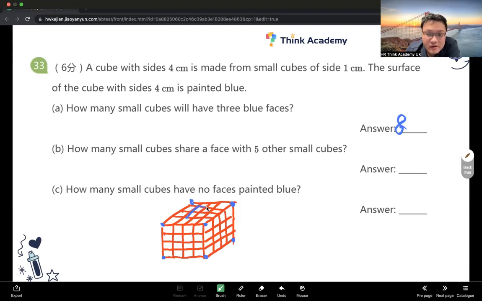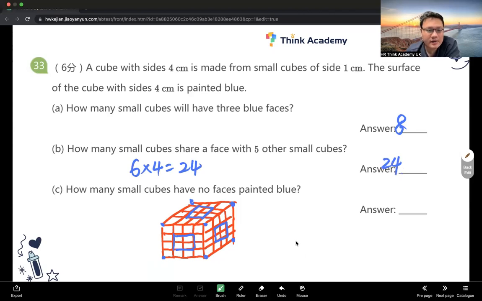Let's see. If you take the top, in the middle you have 4 cubes, right? And of course, on the top you get 4, and on the right you get 4. In each face, you're going to have 4 cubes painted on only one face. And how many faces do you have in a cube? You've got 6 faces in total, and then you times by 4. That will be 24. So the answer to this question is 24.